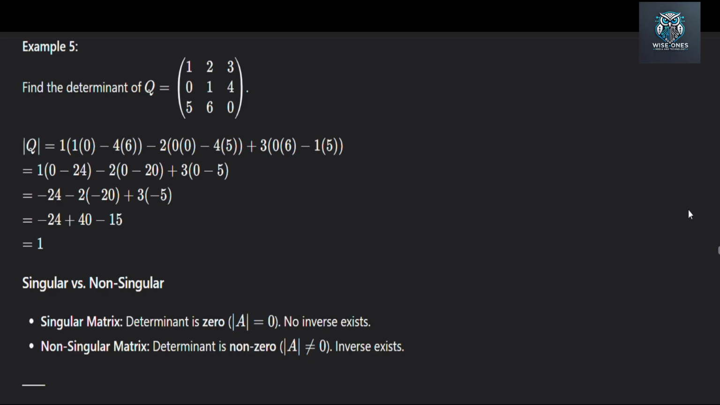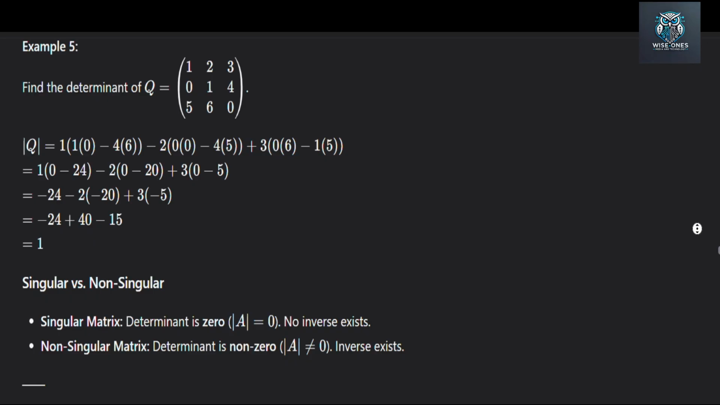0 times 0 is 0. 4 times 5 is 20. So 0 minus 20 is negative 20. Minus 2 times negative 20. Negative times negative is positive. 2 times 20 is 40. So plus 40. Third term, plus 3 times open bracket 0 times 6 minus 1 times 5 close bracket.